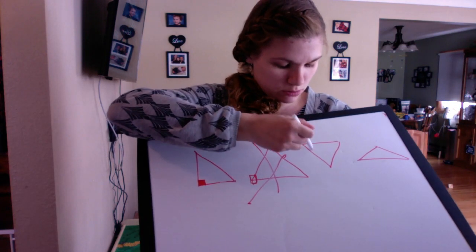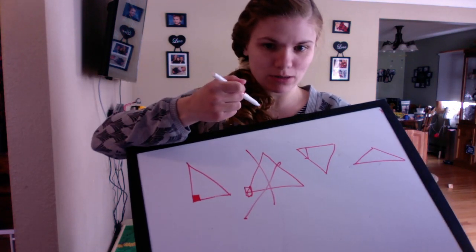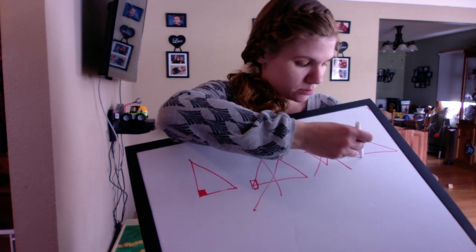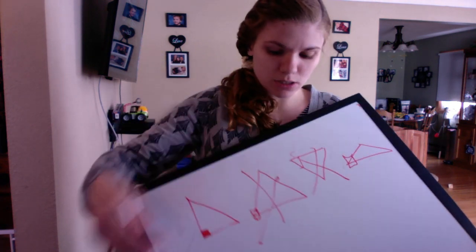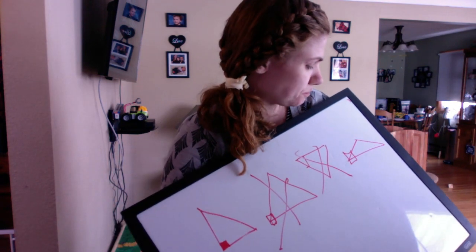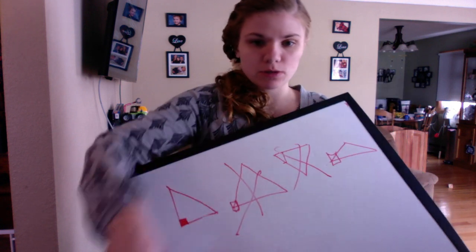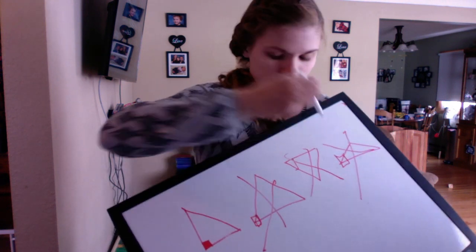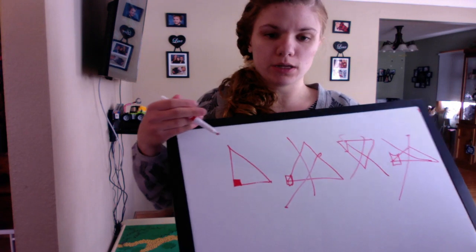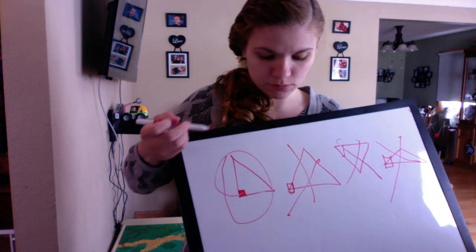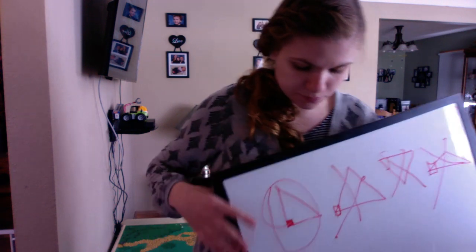Let's try this one. And that one's not going to work either. What about this one? That one's not going to work either. Here's another way you can test it. Take that corner. Not going to work. So right here, the angle that has the right angle is this triangle. Okay.